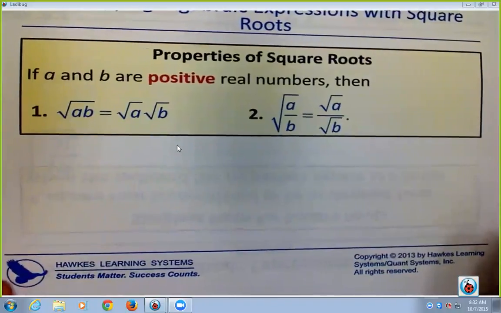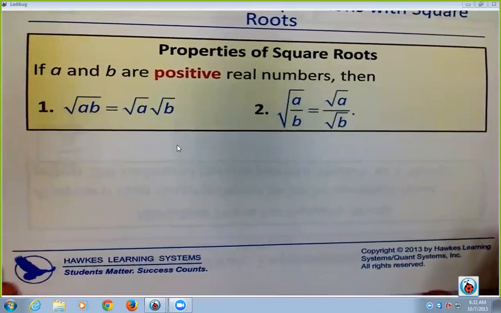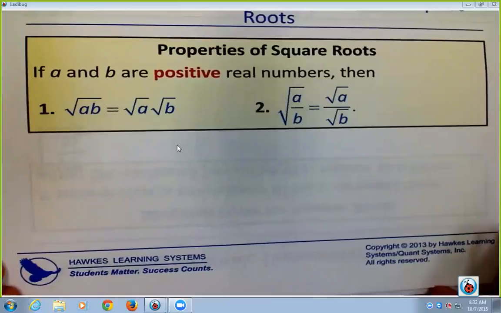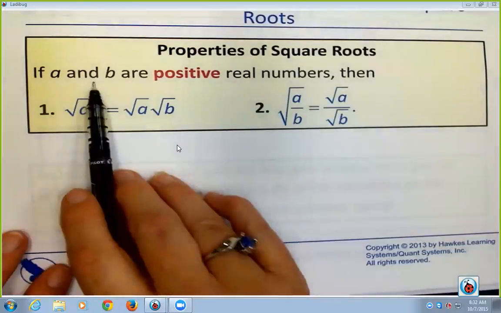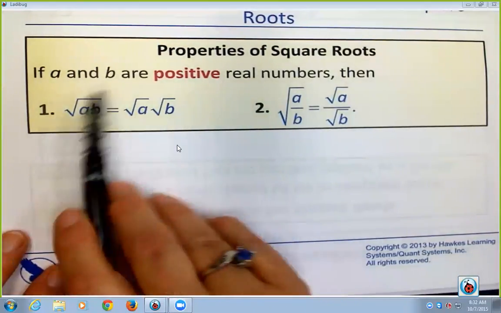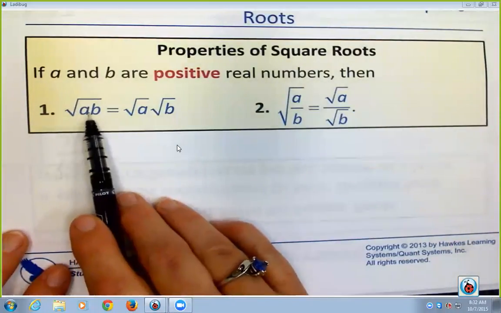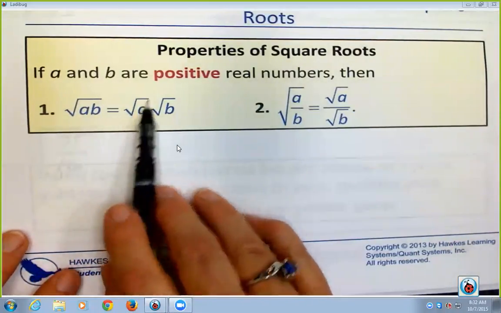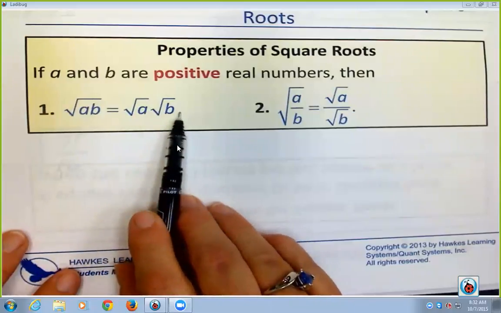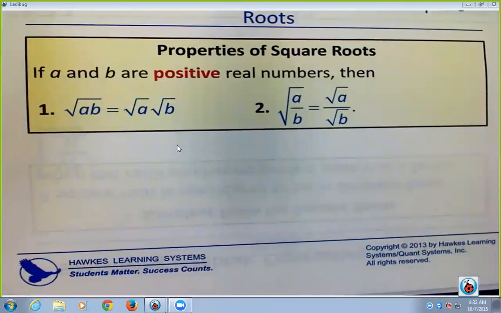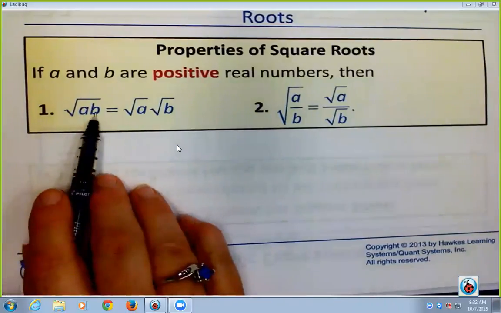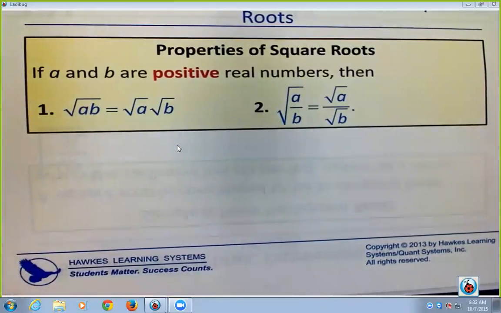There's two ways of looking at these, and these are kind of square root properties. So if A and B are positive, because we want to keep them positive because we got square roots of real numbers, then the square root of A times B will equal the square root of A times the square root of B, meaning that if I have two things that multiply to give me a value, I can break those two things apart.